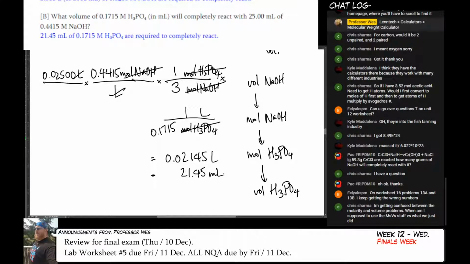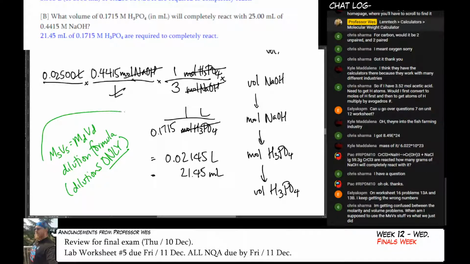When you use the M1V1 equals M2V2 stuff, remember, so what was the name of that formula? Remember that this is the dilution formula, which means that you use it for dilutions only. Is this a dilution? No, because you're doing a reaction, right? Reactions and dilutions are not the same thing. So don't use on chemical reactions.